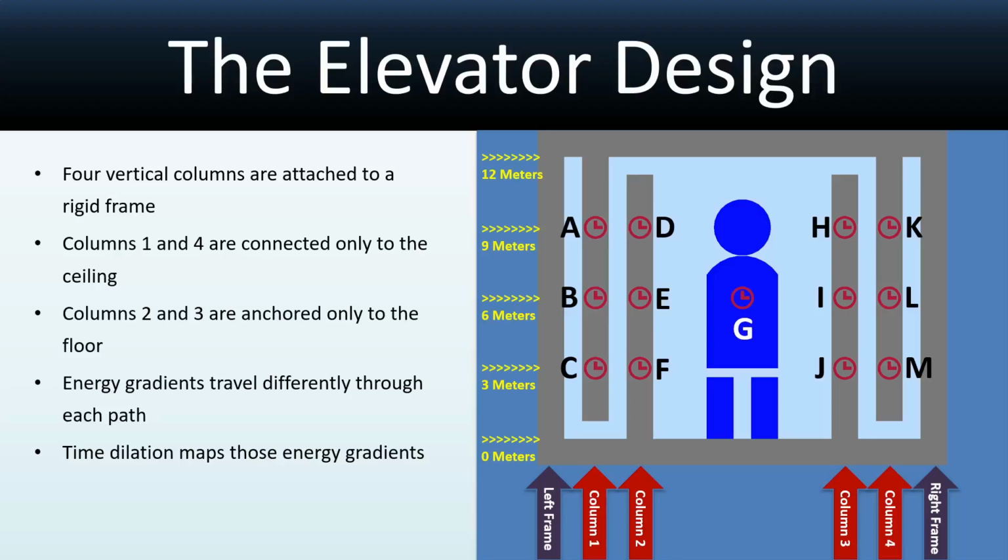The elevator design. This is the internal structure of our engineered elevator. It's built around a rigid frame with both a top and bottom platform. Attached to that frame are 4 vertical clock columns. But here's the critical detail. Columns 1 and 4 are connected only to the ceiling, while columns 2 and 3 are connected only to the floor. Each column holds 3 clocks placed at 3, 6, and 9 meters above the floor.